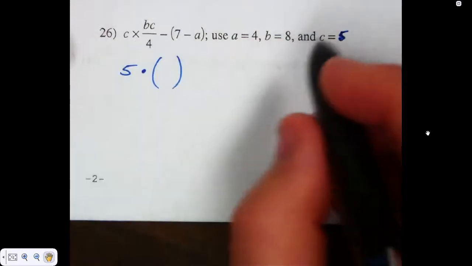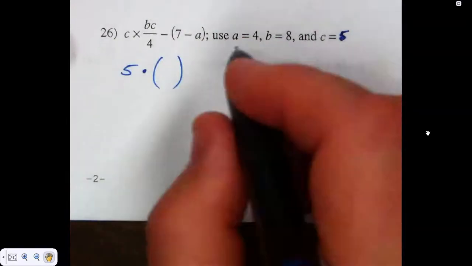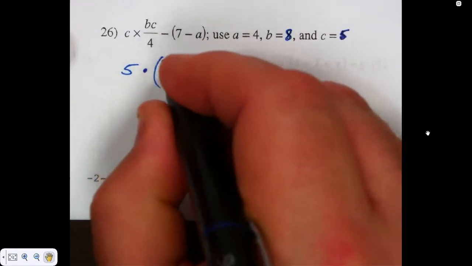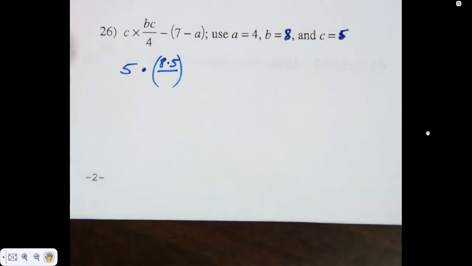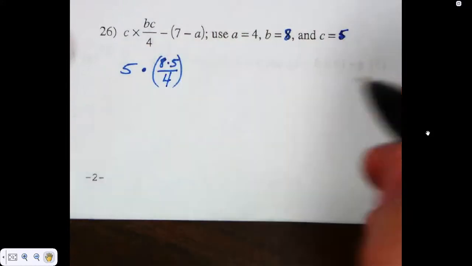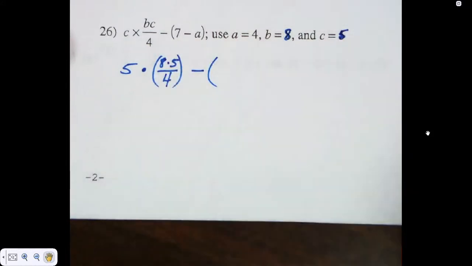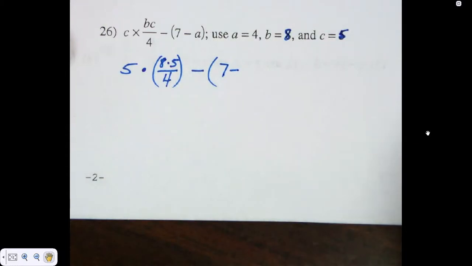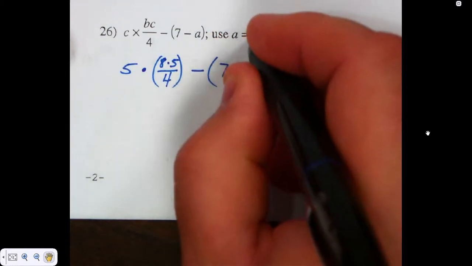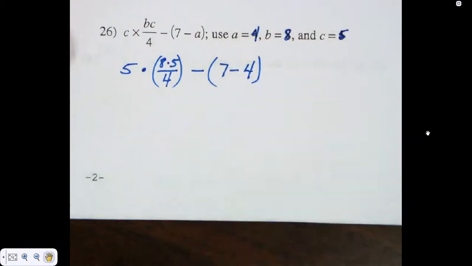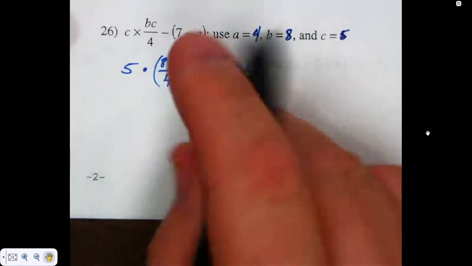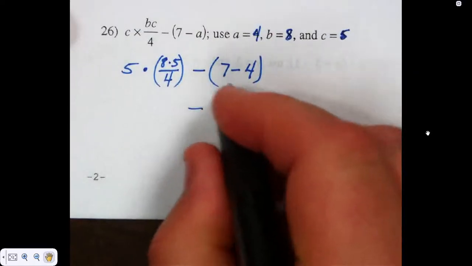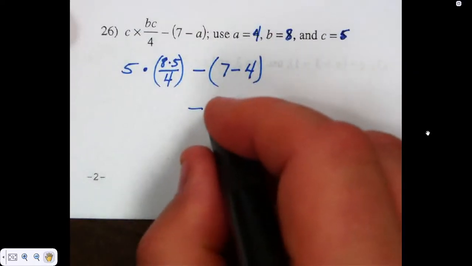What's on top? B and C, so that means B what? Times C, so 8 times what? Over, what's on bottom? That doesn't change. Minus, parentheses. 7 minus whatever A is. What is A? 4. A is 4. So work inside out. These parentheses are separate from each other, so I can work both of them. What does 7 minus 4 become? A positive 3.